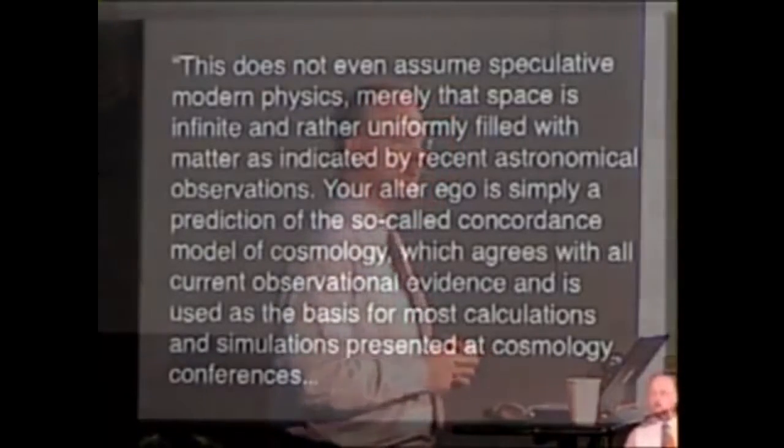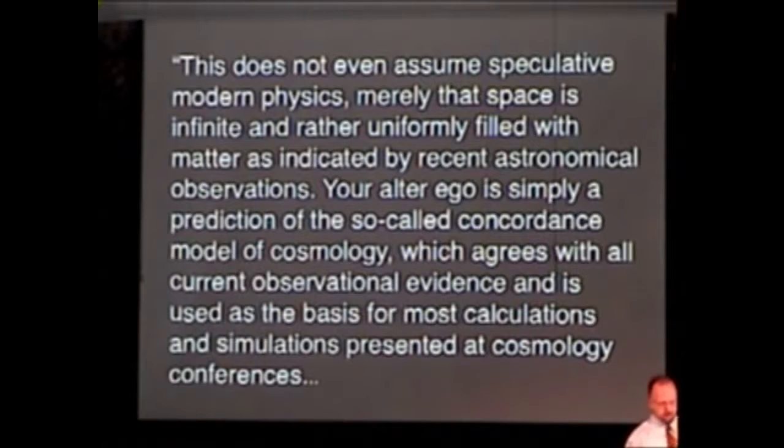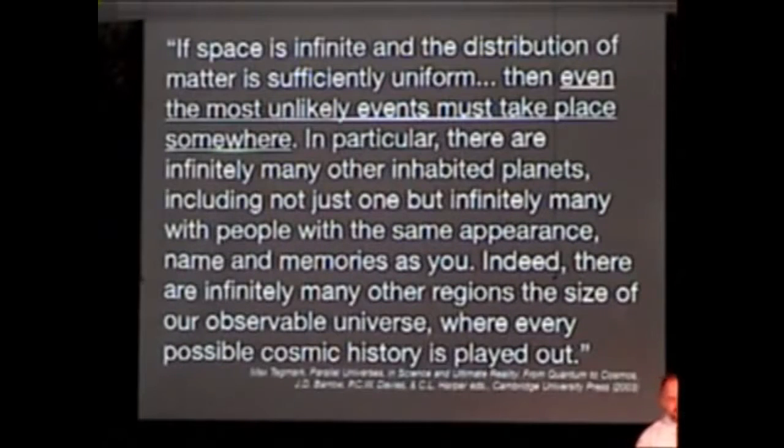Your alter ego is simply a prediction of the so-called concordance model of cosmology, which agrees with all current observational evidence, if you make certain assumptions, and is used as the basis for most calculations and simulations presented at cosmology conferences. If space is infinite and the distribution of matter is sufficiently uniform, then even the most unlikely events must take place somewhere. In particular, there are infinitely many other inhabited planets, including not just one, but infinitely many, with people with the same appearance, name, and memories as you. Indeed, there are infinitely many other regions the size of our observable universe where every possible cosmic history is played out. This is mainstream.